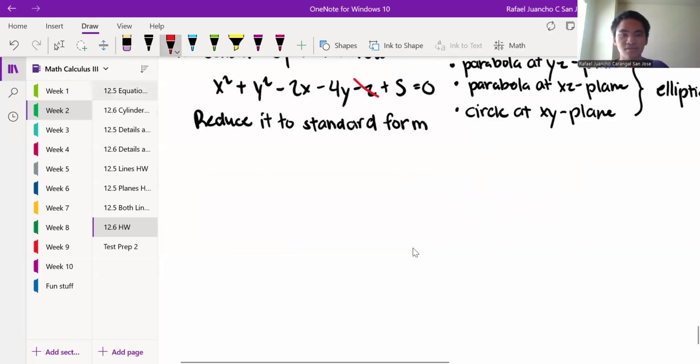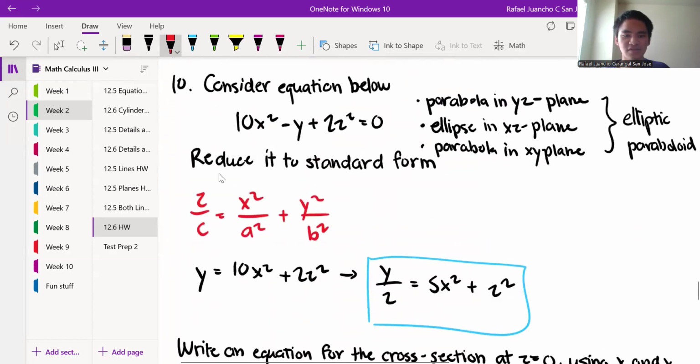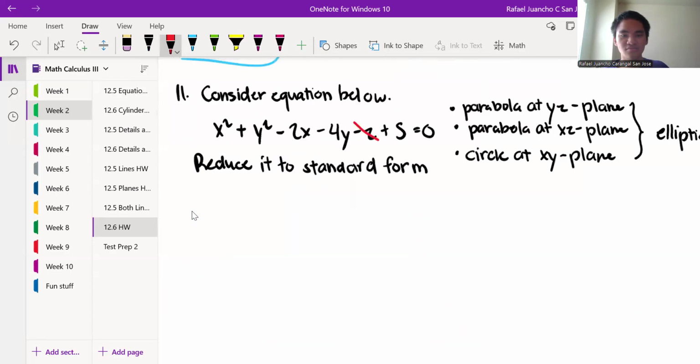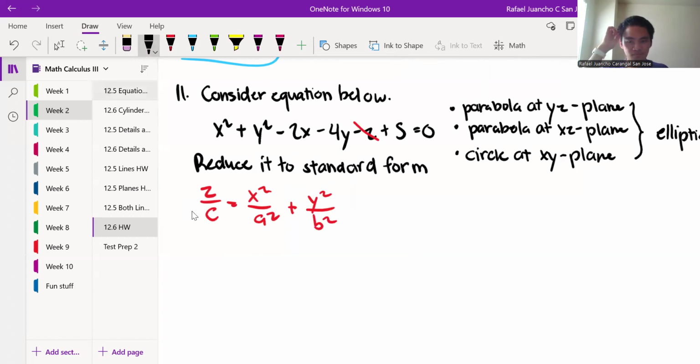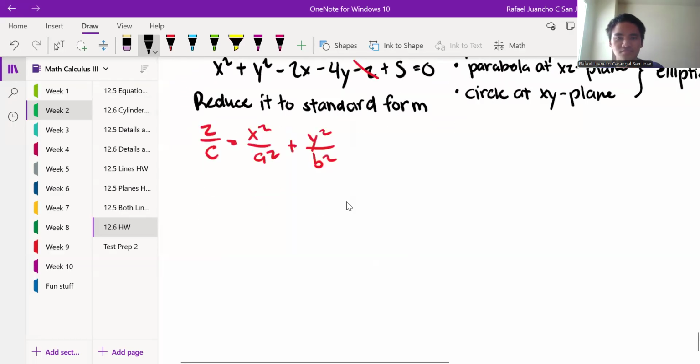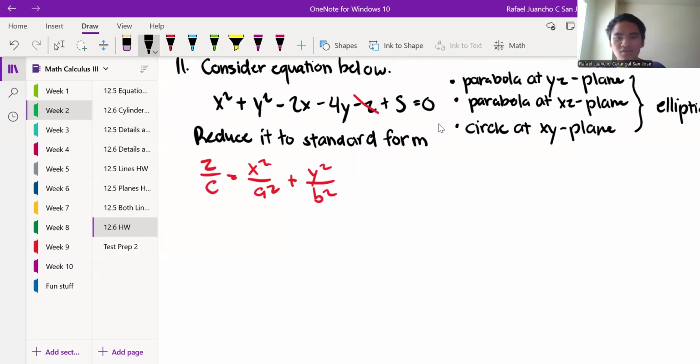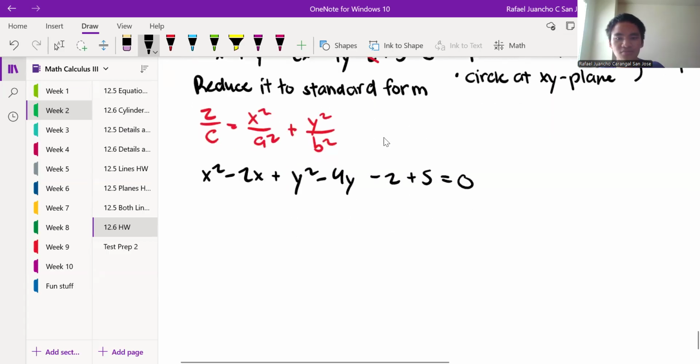Now we want to write it in standard form, and we're actually given that here. So z over c, and this one I think, I'm not sure, but I hope it is easier. Okay, let's try to unpack this. Let's put all of these together. Minus z plus 5 equals 0. Maybe we can already put the z on the other side. So I'm going to say plus 5 equals z.